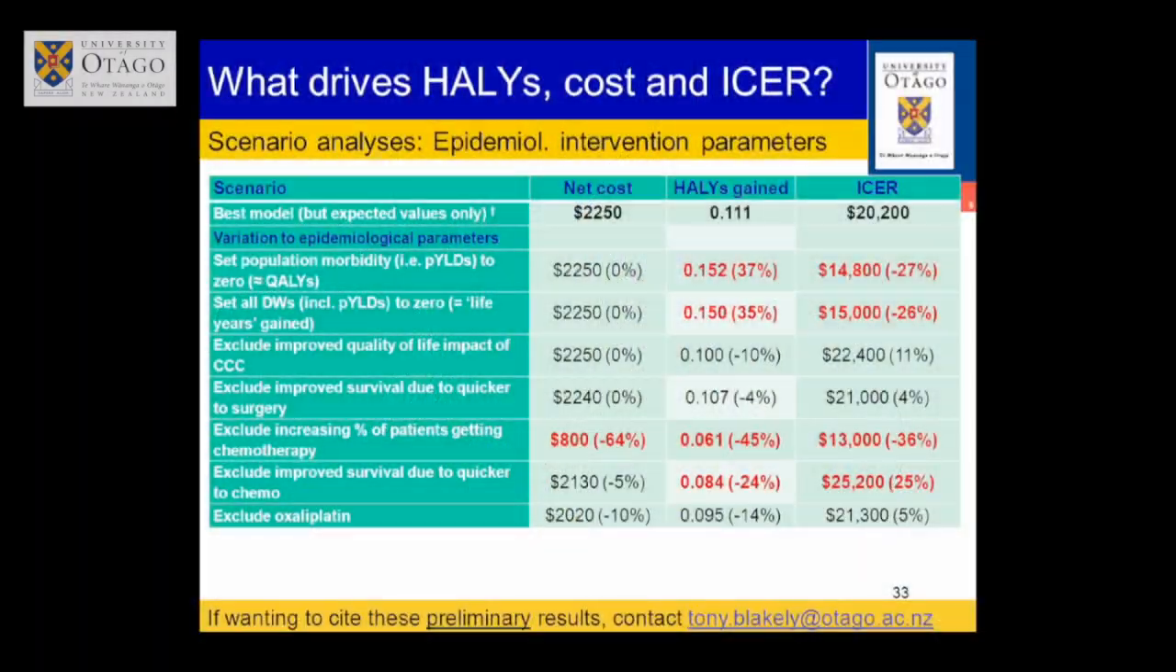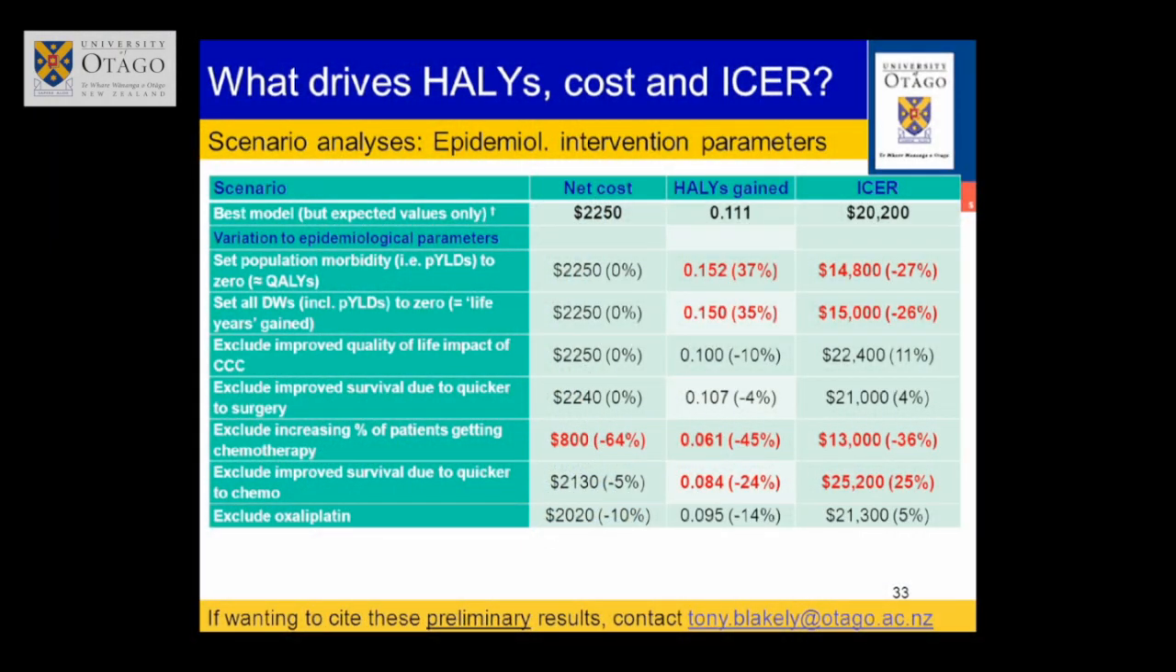Right, the two things that really matter in this intervention is when you exclude the increasing percentage of patients getting chemotherapy. That shift from surgery to chemotherapy is important. If you don't allow that shift from surgery only to getting surgery and chemotherapy, you lose 45% of your HALYs. So it's a big driver of this model. And likewise, if you exclude the improved survival due to quicker to chemo, so you've shifted people to chemo and then they get it a bit quicker, on average 20% quicker, 20% fewer days to chemo. If you exclude that, you lose 25% of your HALYs. So this is what's really driving the health benefit of a care coordinator as we modelled it.